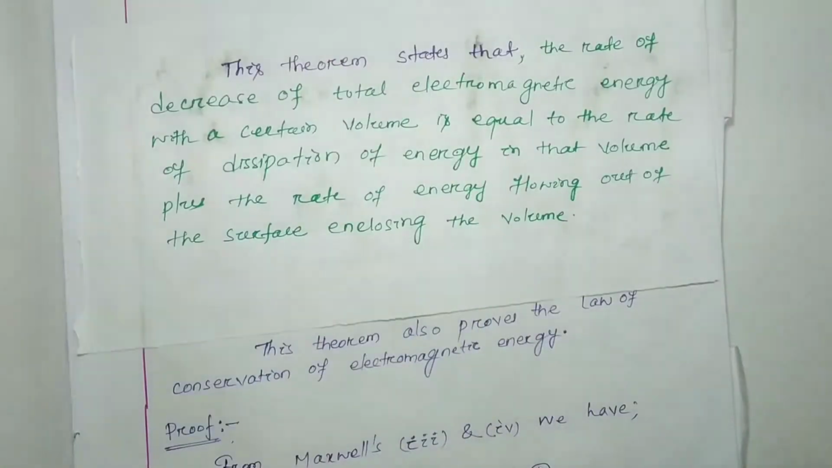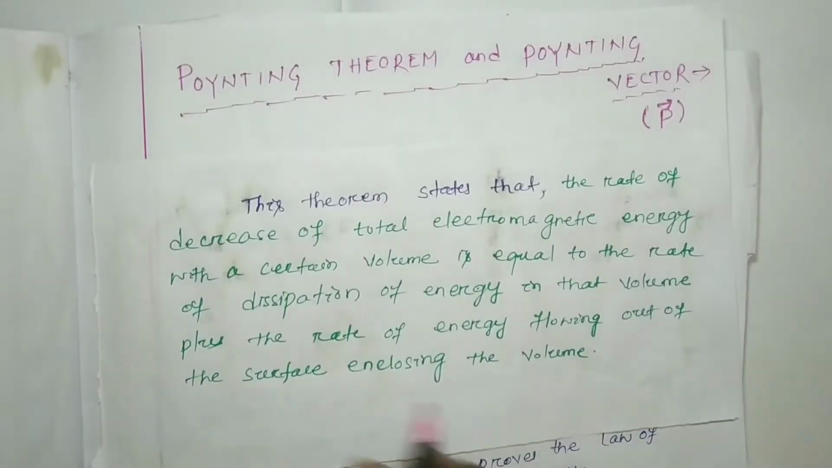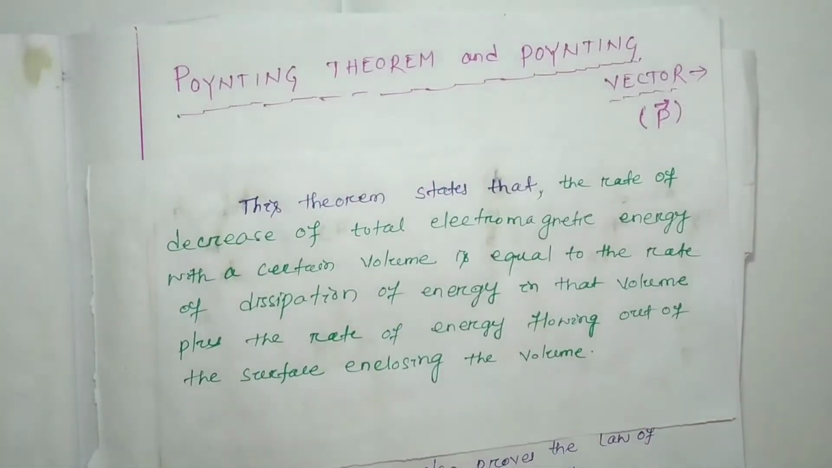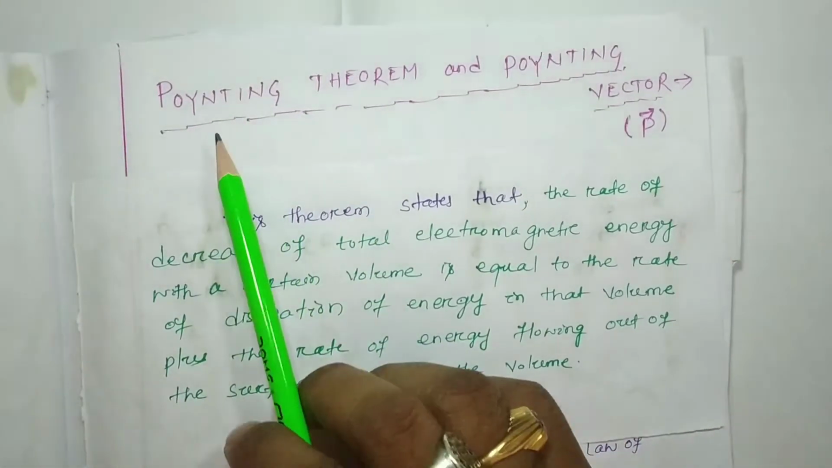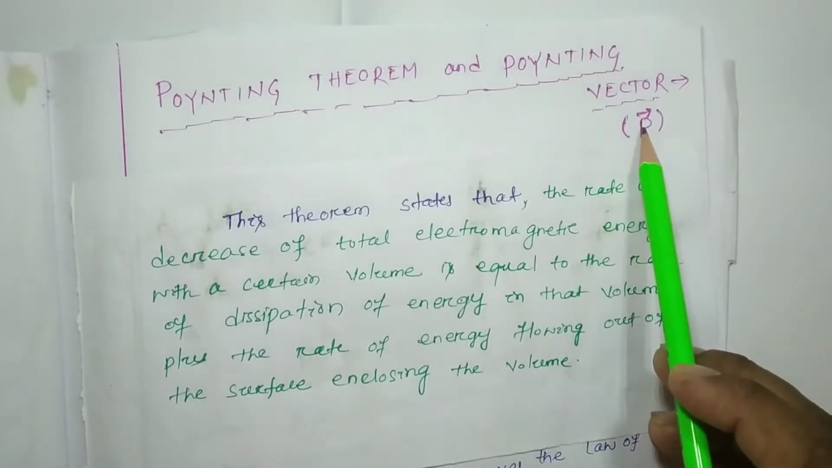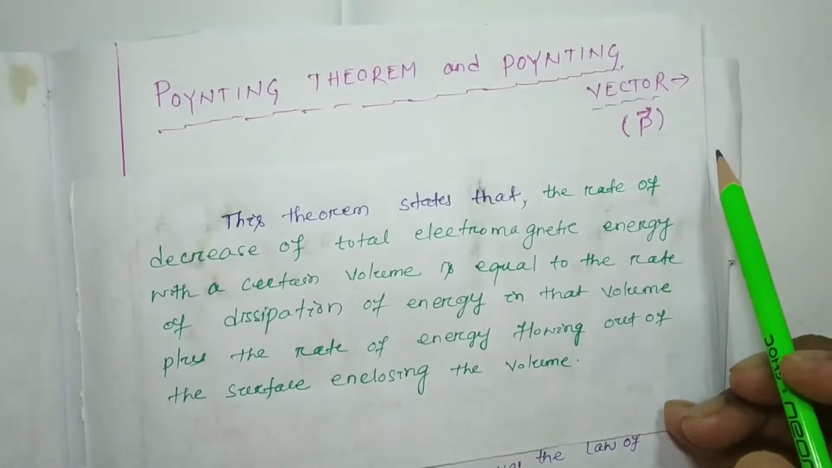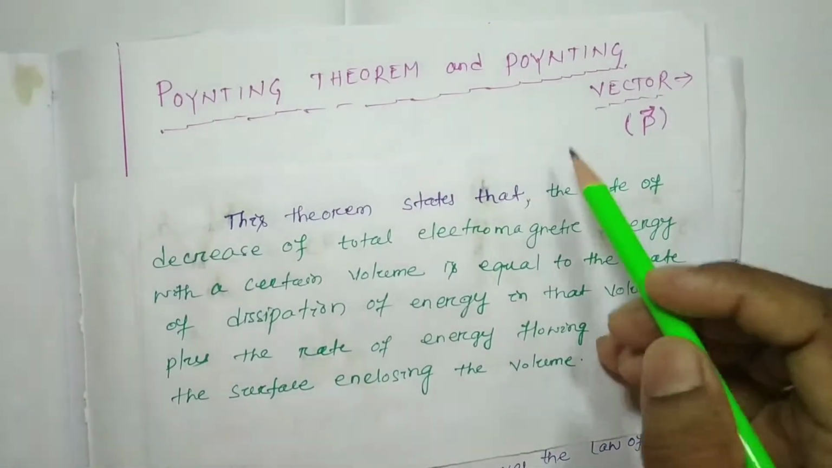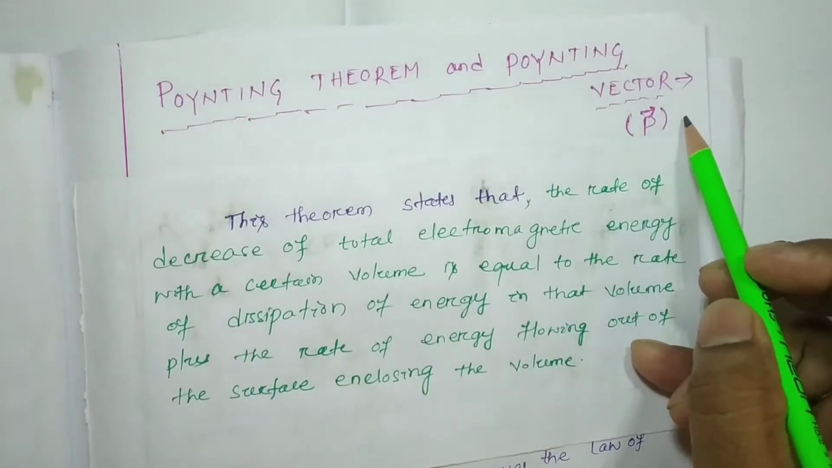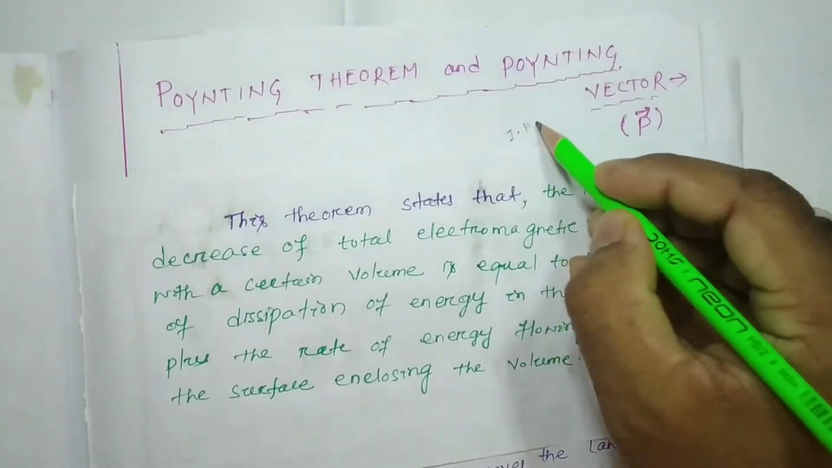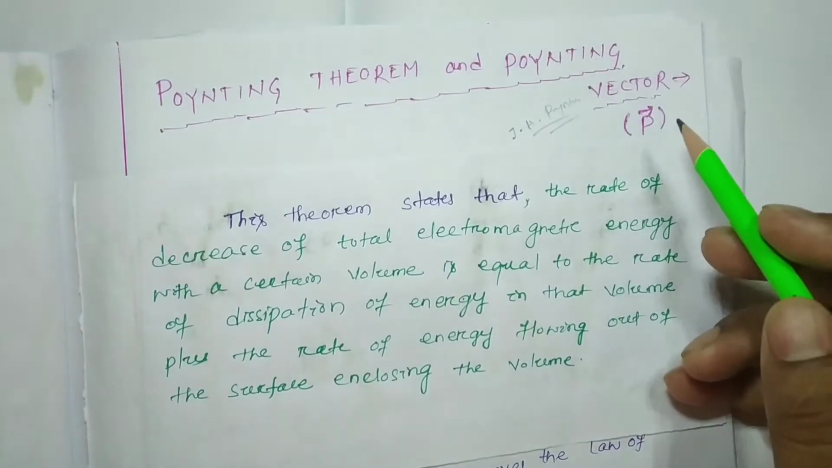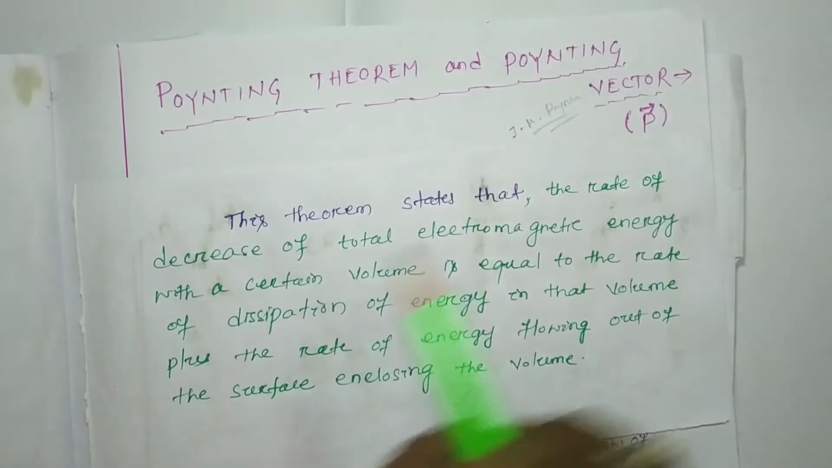So in today's class, we are going to discuss a new topic, which is also an important topic of electromagnetic theory, that is Poynting theorem and Poynting vector. Here the Poynting vector is represented as P. This Poynting vector is named so because it was discovered by J.H. Poynting. Only for that reason it is called the Poynting vector. So what the Poynting theorem and Poynting vector are, we are going to discuss in detail in today's class.